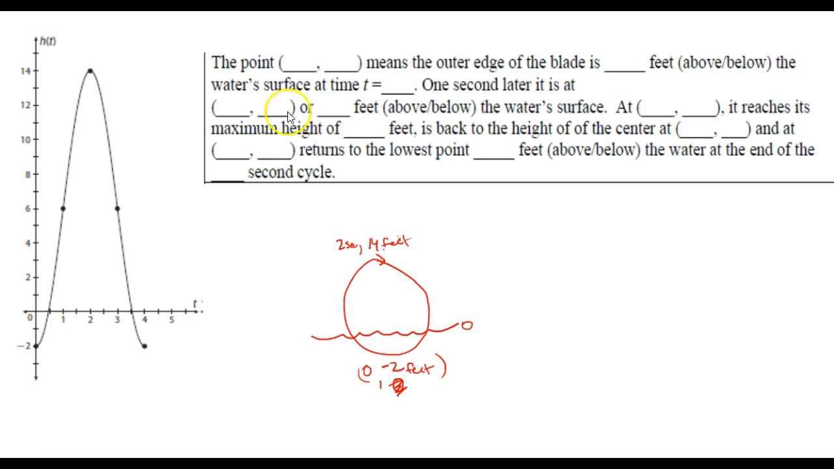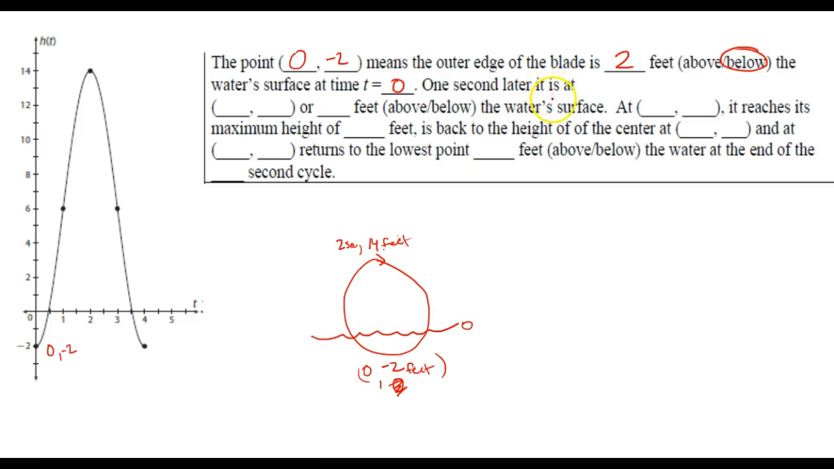Alright, let's go ahead and go into filling out our sentence starter now. So here it says the point blank blank means the outer edge of the blade is blank above or below the water surface at t equals something, right? So let's say, as you can see here in the picture, (0, -2), since we're starting here, means that the outer edge of the blade is about 2 feet. Now if it's negative, will we put above or below? Below, right? The water surface at t equals 0.